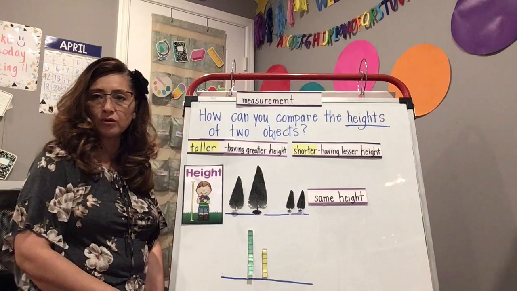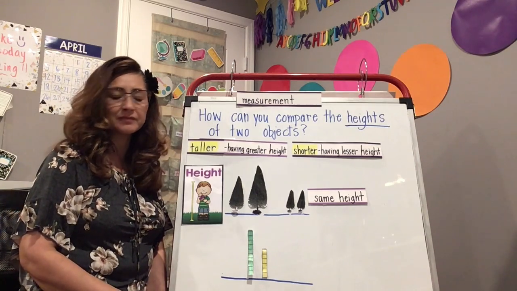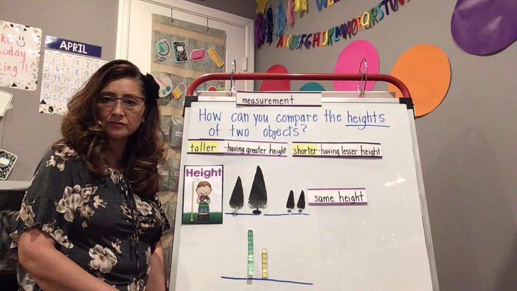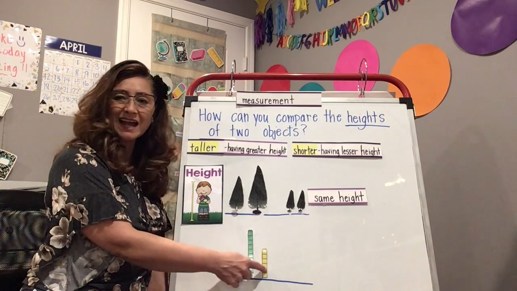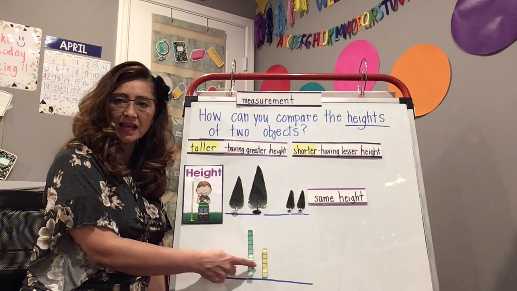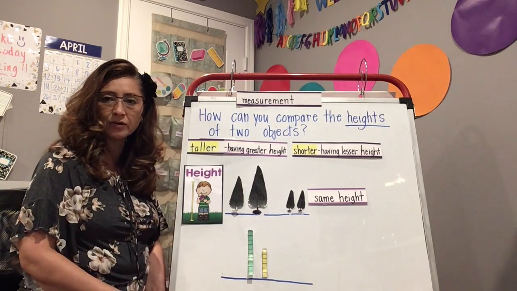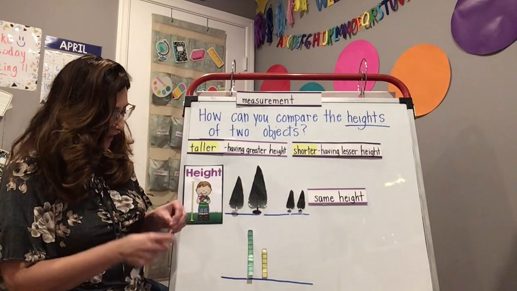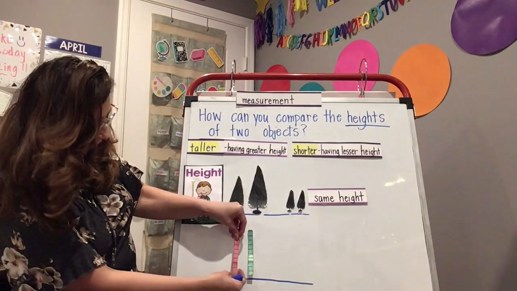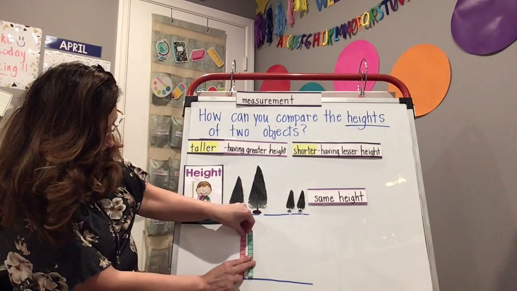Now, which tower is shorter? That's right, the yellow tower is shorter. How do you know? Yes, that's right. It has less cubes than the green tower. Good. Now, what if I put this one right over here and I compare these two?